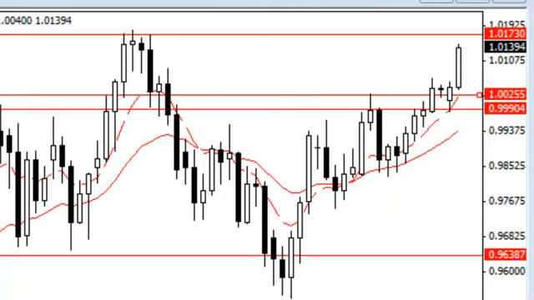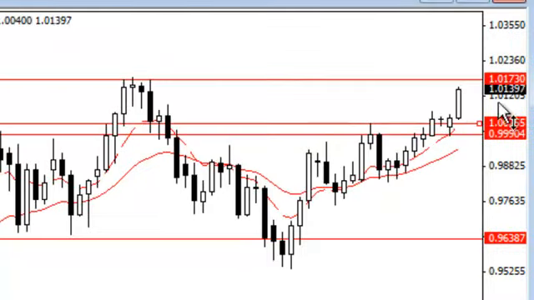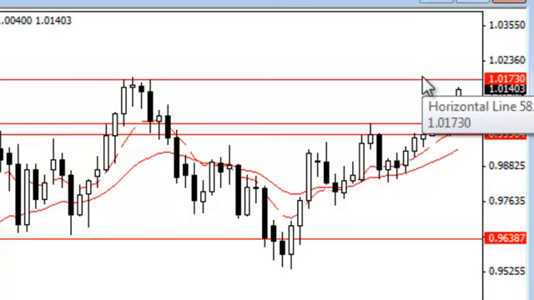Remember I said that these levels become self-fulfilling, so this is where most people are probably targeting if they are long on that inside bar breakout that just happened, or if they're long from anywhere through here. That's where they're probably targeting, is this level up here. Now the market's probably going to break through that level, and I wouldn't be surprised if it traded up towards the 102, 103 level pretty quickly.